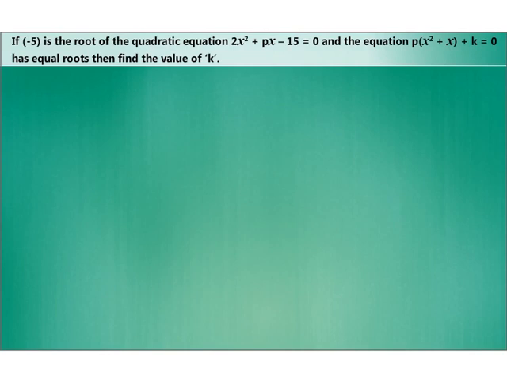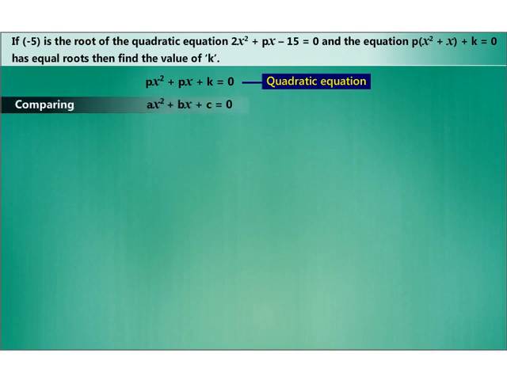If -5 is the root of the quadratic equation 2x² + px - 15 = 0, and the equation px² + x + k = 0 has equal roots, then find the value of k. Consider the quadratic equation px² + px + k = 0. Comparing the coefficients with the standard quadratic equation, we get a = p, b = p, and c = k.